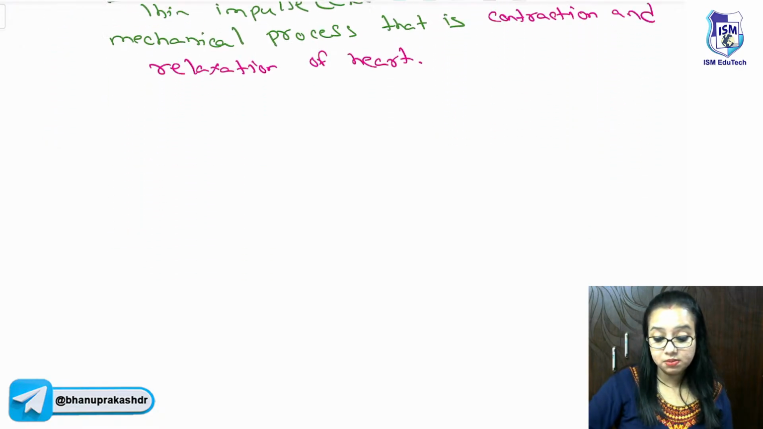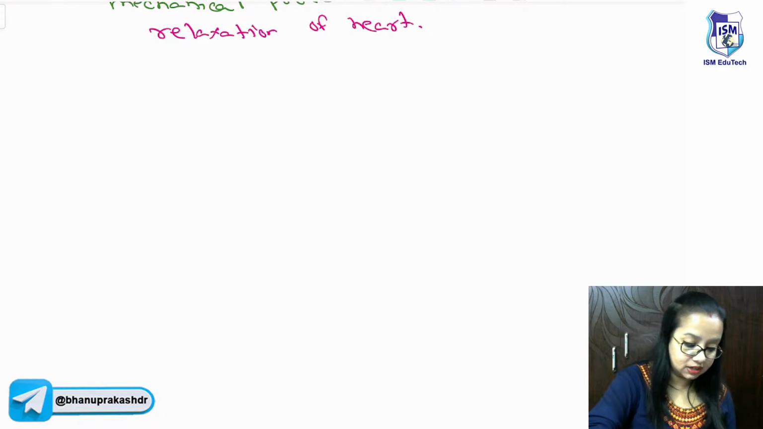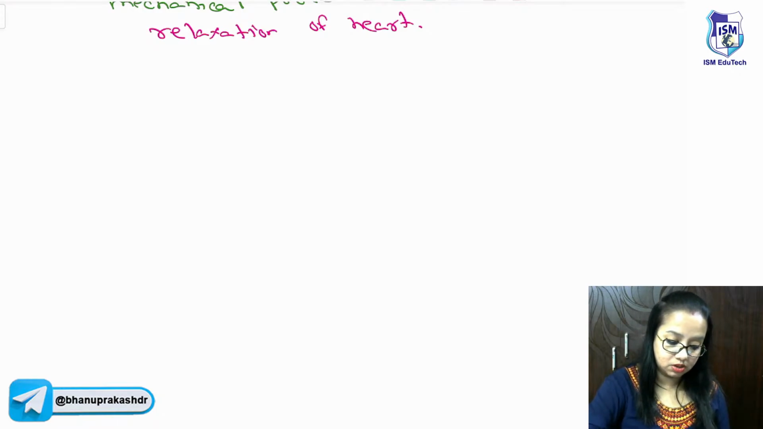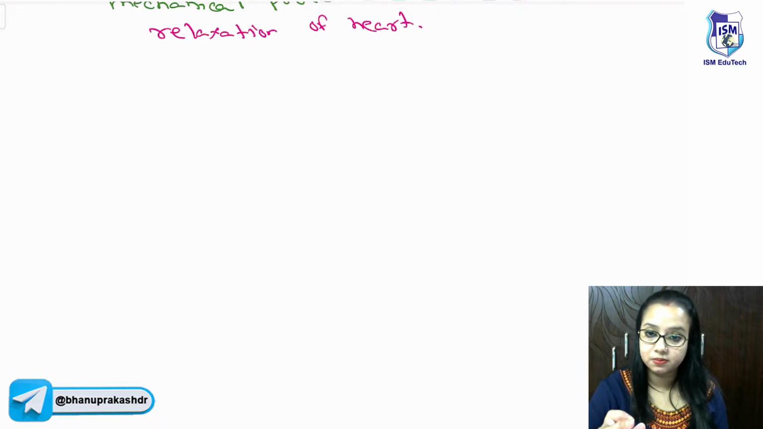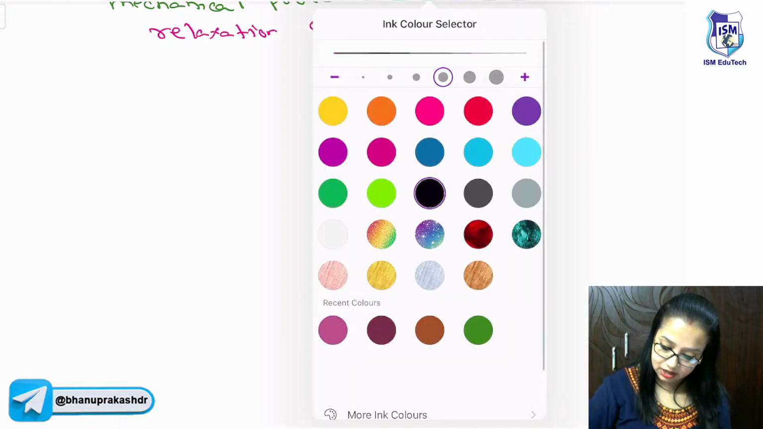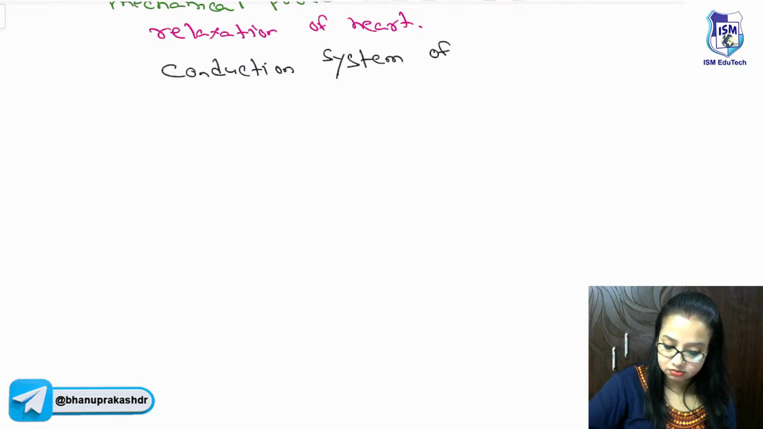Now, this impulse generation in the heart is not only the capacity of one structure in the heart. The heart has a backup in such a way that more than one structure in the heart can generate impulse. So, getting started with that, understanding the conduction system of the heart.